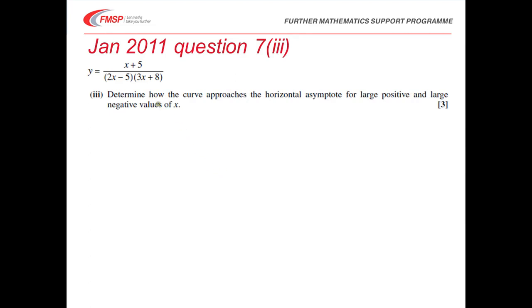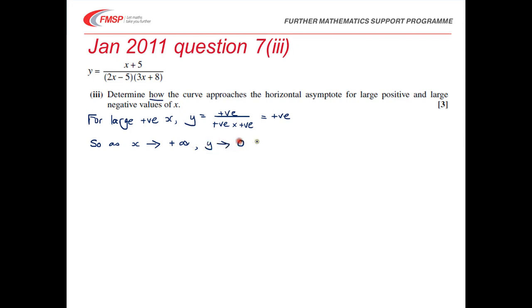Determine how the curve approaches the horizontal asymptote for large positive and large negative values. Okay, for large positive x, y is going to be a positive number over a positive number multiplied by another positive number, which is a positive number. So as x tends towards positive infinity, y tends towards 0 from above because it is positive.